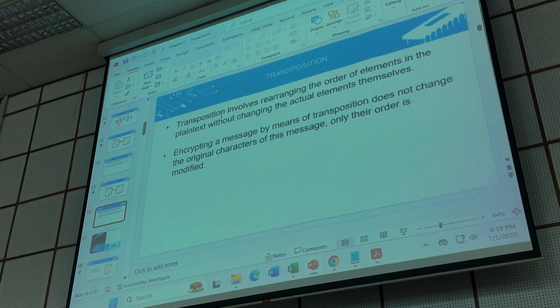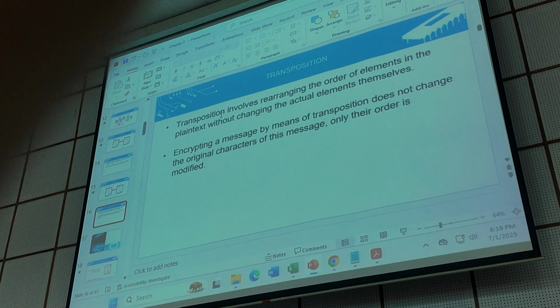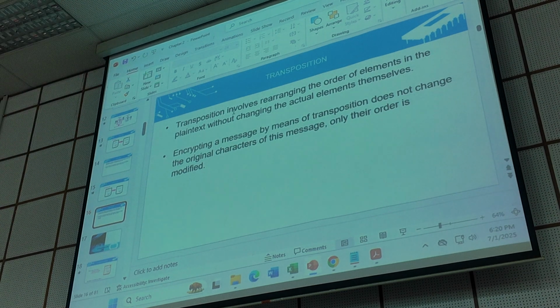So this is the explanation. I'm not going to read it out. I already explained for you what is substitution and what is transposition. This is in the word form. You can read and understand it.